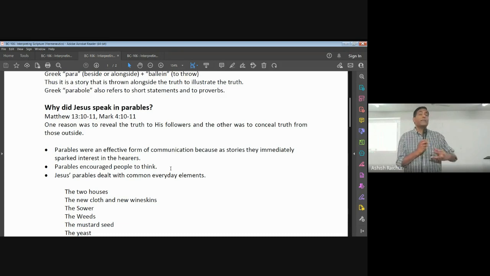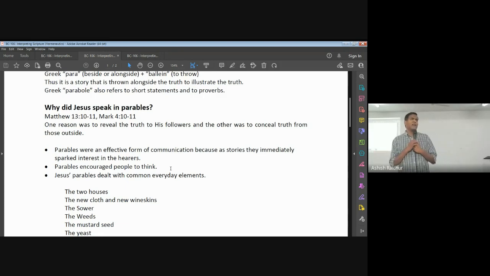So the parable is an attempt to help people understand the mysteries of the kingdom, for those who cannot understand. It's like I'm taking one more step. If I speak directly to the disciples, they will understand. But these people, they cannot. So I have to take one more step. I have to put it in a story. And then hopefully they will understand through the story.